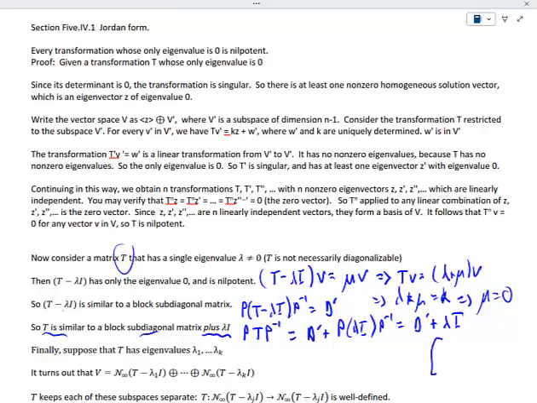So the block looks something like this. I have lambdas on the diagonal, and then I have ones on the subdiagonal. Now, I may have several blocks like this, but each block is going to look like this, some ones on the subdiagonal and lambdas on the diagonal. Now, that's for a single eigenvalue.